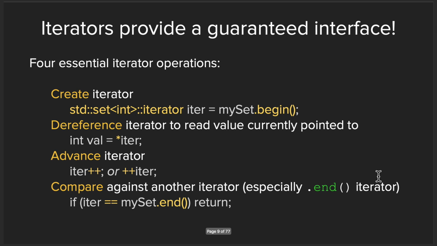And then finally, how do we compare against another iterator? Turns out we can use the == and the != comparison symbols. And one of the most common things we'll be comparing to, especially when we're working with loops, is the container.end function. Does this feel familiar? Does anyone have any questions?